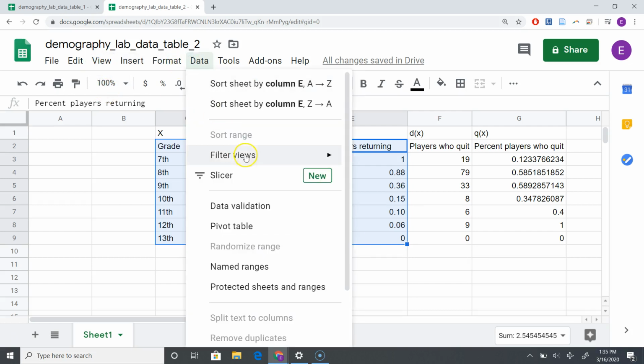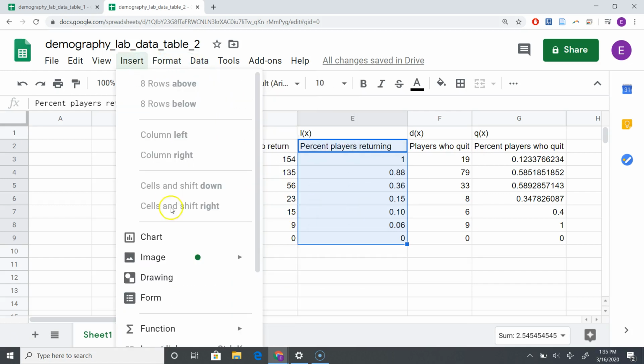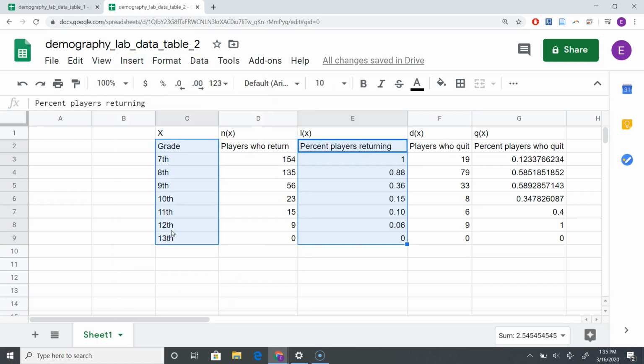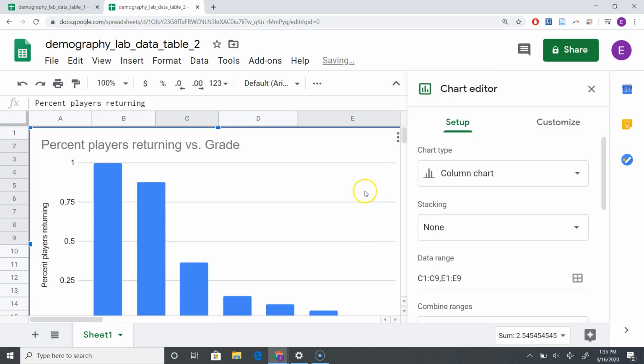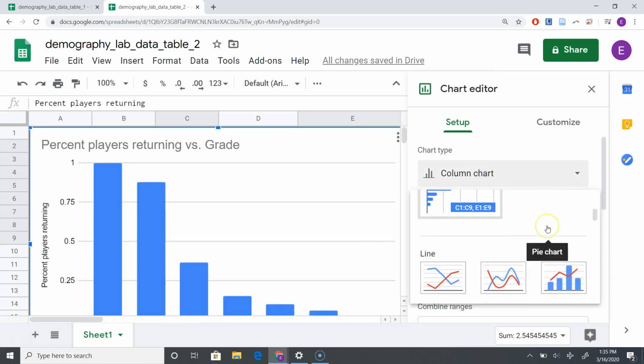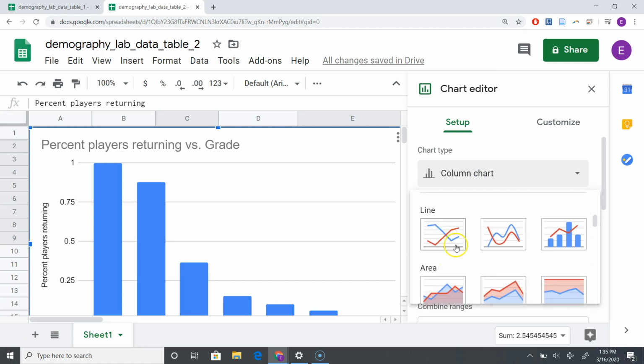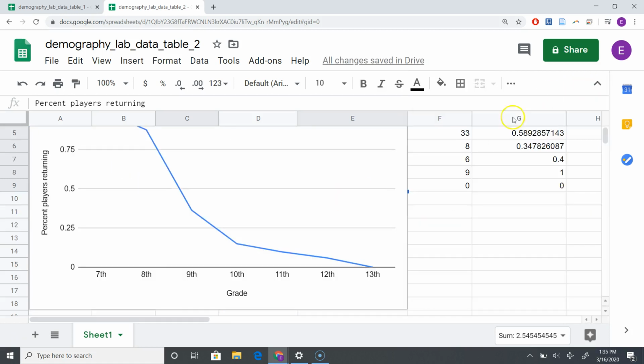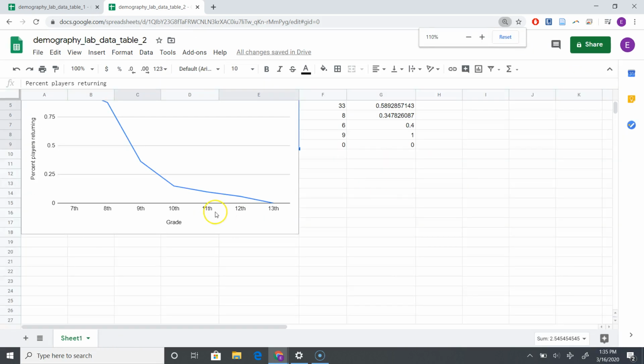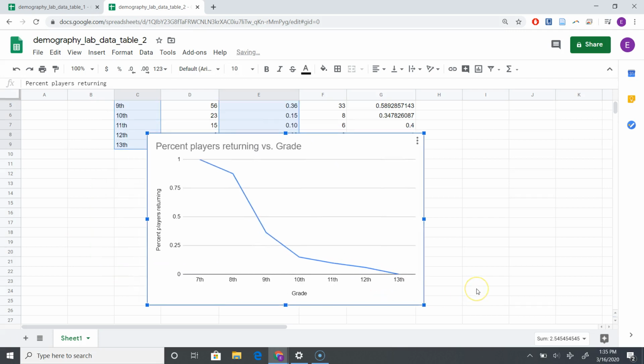So I'm going to go to data, insert, chart. And we don't want a column chart. I would rather have a line chart. That's pretty good. So there you have it. This is our sort of faux survivorship curve, as if you were to plot high school sports just like you were going to plot survivorship amongst individuals in an ecological setting.